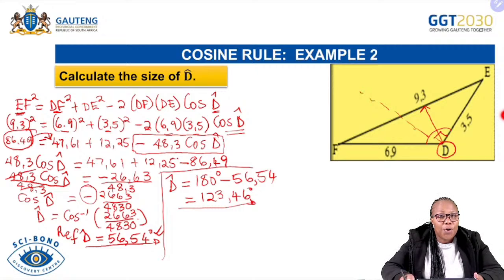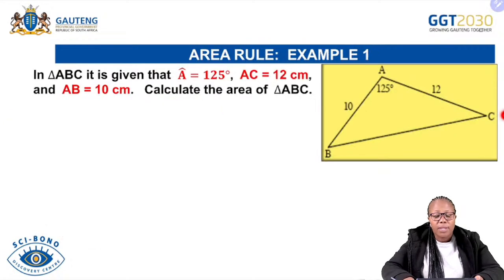I hope we are still together, grade 12. So this is how you find the angle using the cosine rule. Give these problems more attention because they are a little bit complicated. Go to the cosine activities where you are calculating an angle. Practice more on that one, grade 12. Okay, area rule.